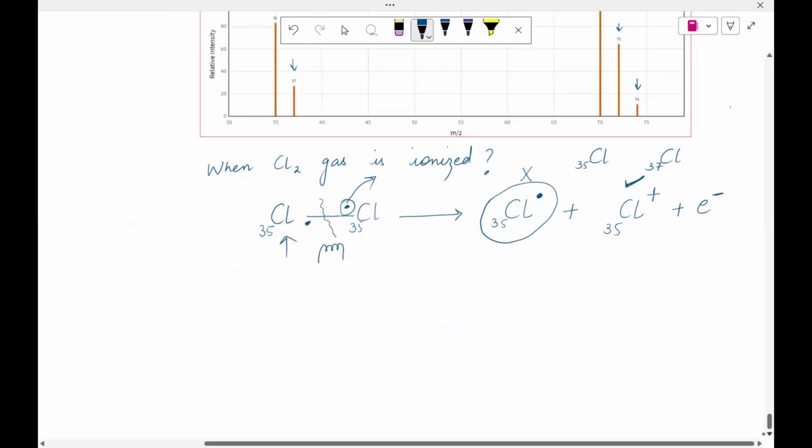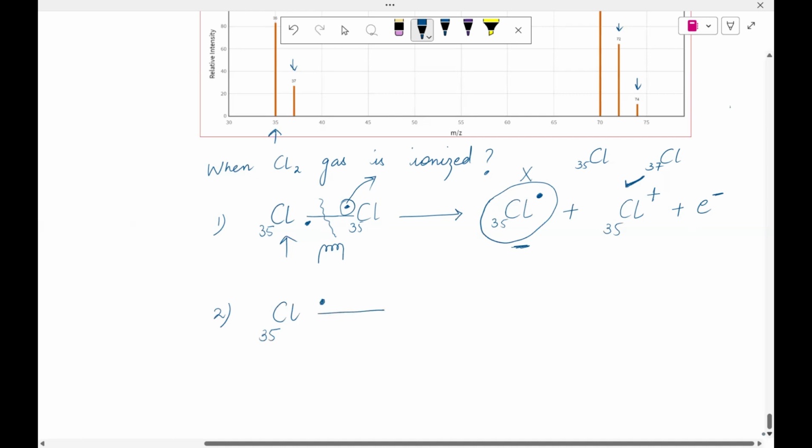Yes, Sultan, is that clear? Yes. And the peak that you have seen over here is basically the peak of this ion. Now, let's look at the second condition. This is our first condition. Let's move towards the second condition, and that is this Cl35.